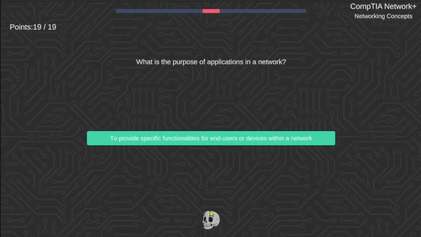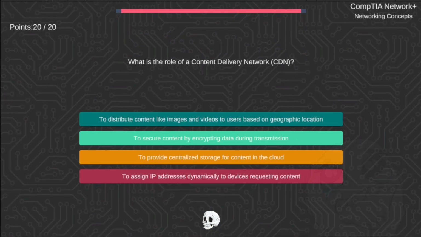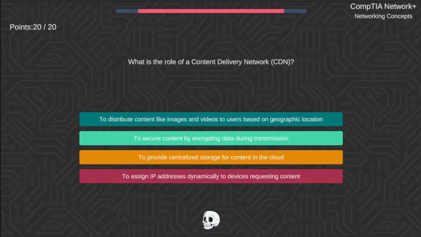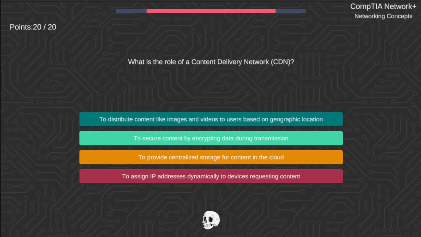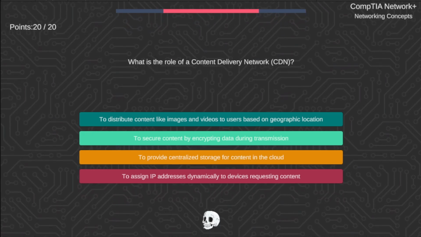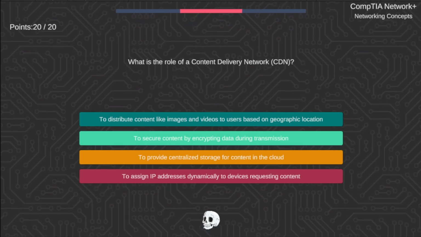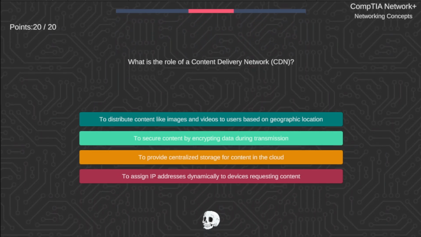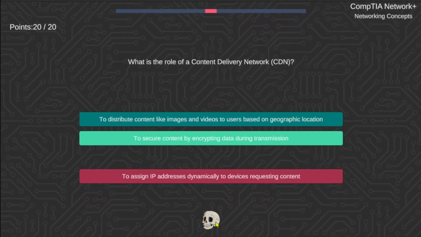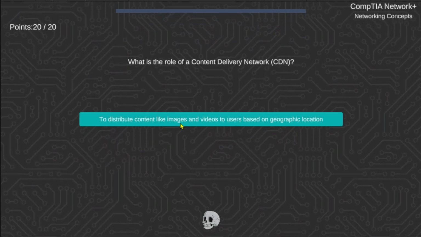Correct answer is to provide specific functionalities for end users or devices within a network. What is the role of a content delivery network, CDN? To distribute content like images and videos to users based on geographic location, to secure content by encrypting data during transmission, to provide centralized storage for content in the cloud, or to assign IP addresses dynamically to devices requesting content. The role of a content delivery network. Correct answer is to distribute content like images and videos to users based on geographic location.